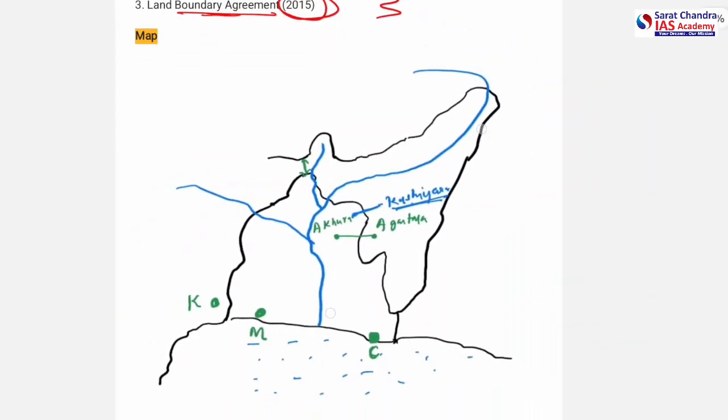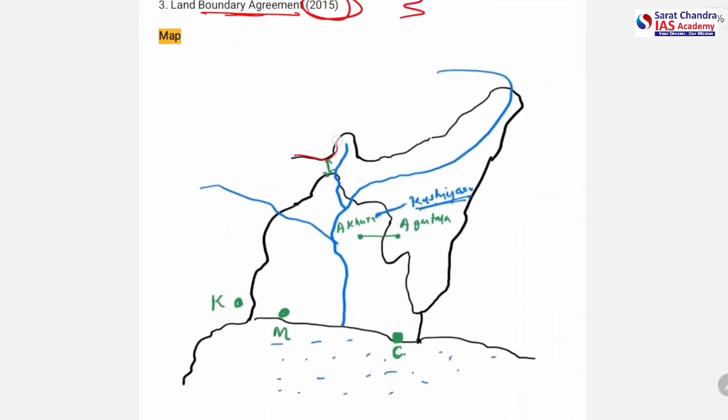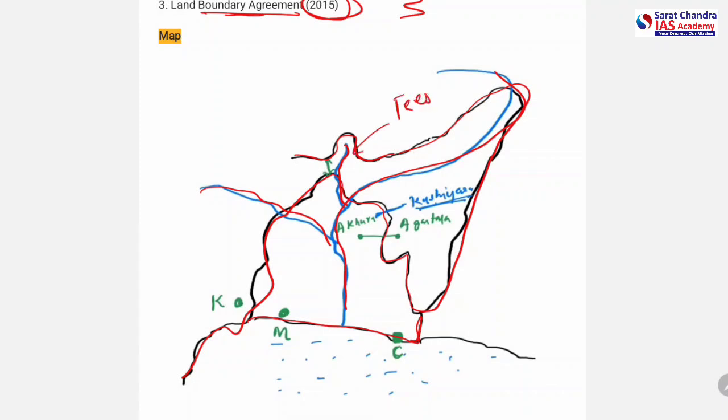Let's see the map of India and Bangladesh. This is the map of India. This is the border. Next, this is the Bangladesh border. We know that there are 2 major rivers. This is the Ganga river and this is the Brahmaputra river. Both flow from India and then come to Bangladesh. One thing, this is the Tista river, and we know that here the Tista water dispute is there between India and Bangladesh. Next, this is the Kusiara river.